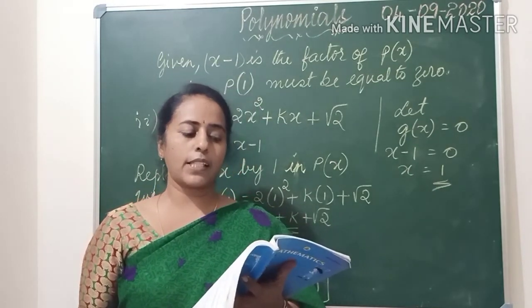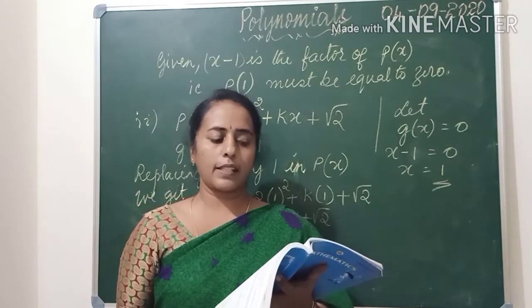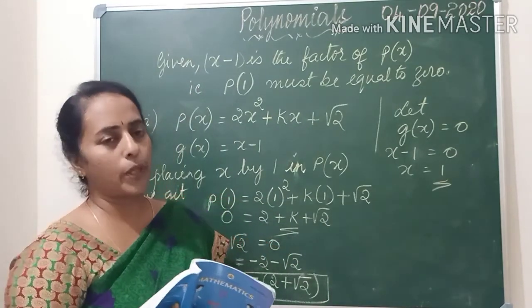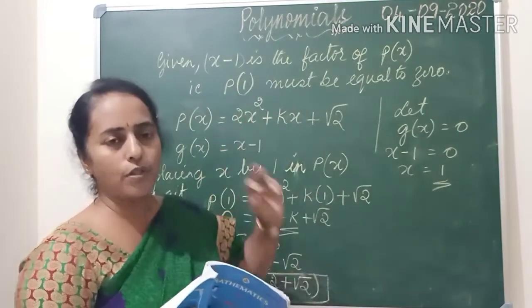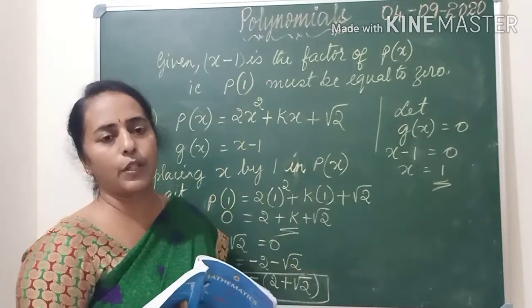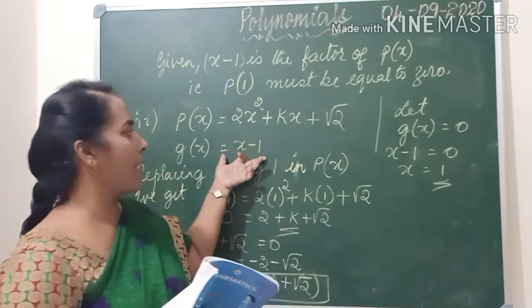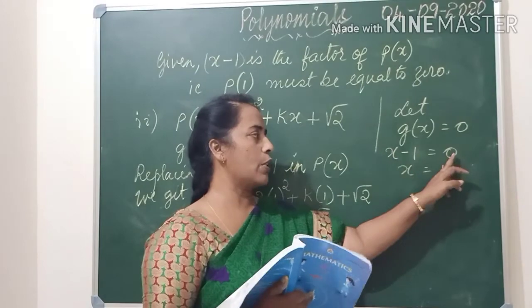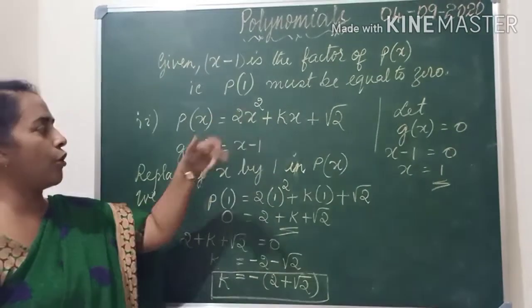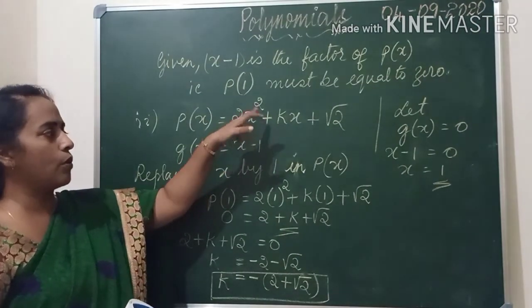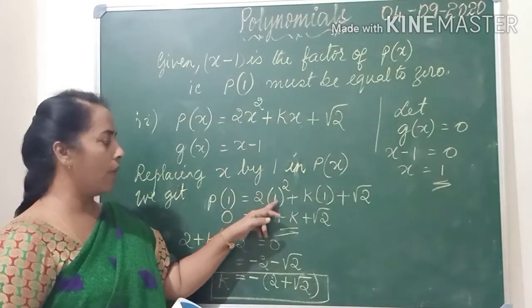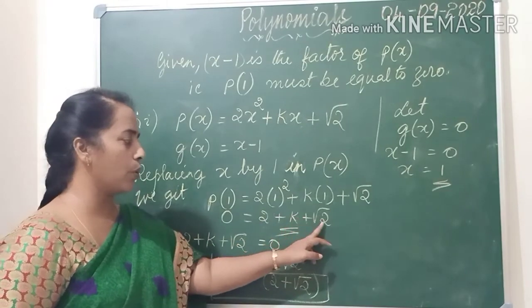Here the given polynomial is p of x equals 2x square plus kx plus root 2. Since it is given that x minus 1 is a factor of p of x, p of 1 should be equal to 0. That means the value of the polynomial, the remainder, must be equal to 0. Here let us take this divisor equal to 0. That is x minus 1 equal to 0. X value will be plus 1. So now replace x by plus 1 in p of x. So what do you get? 2 into 1 the whole square plus k into 1 plus root 2. That is 1 square is 1, 1 into 2 is 2 plus k plus root 2.